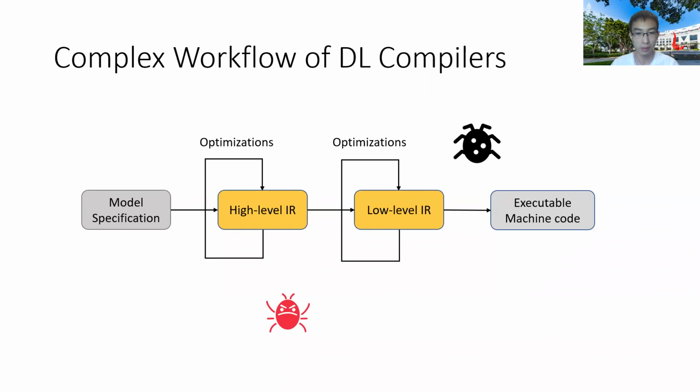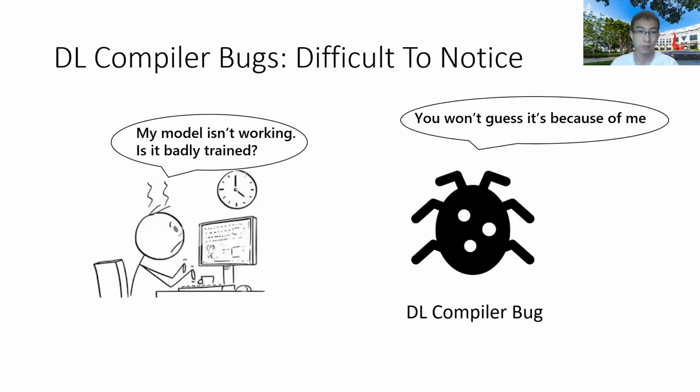However, this complex pipeline may contain bugs in the middle. Deep learning compiler bugs are quite difficult to notice. For example, when a user notices that his or her model isn't working, he or she may doubt whether the model is badly trained, but he or she won't be able to guess that the failure of the model is in fact due to a deep learning compiler bug. Now the question is, is there any automatic way to detect deep learning compiler bugs?